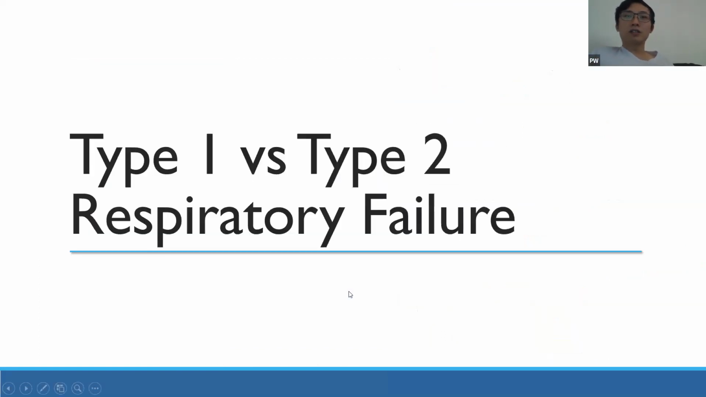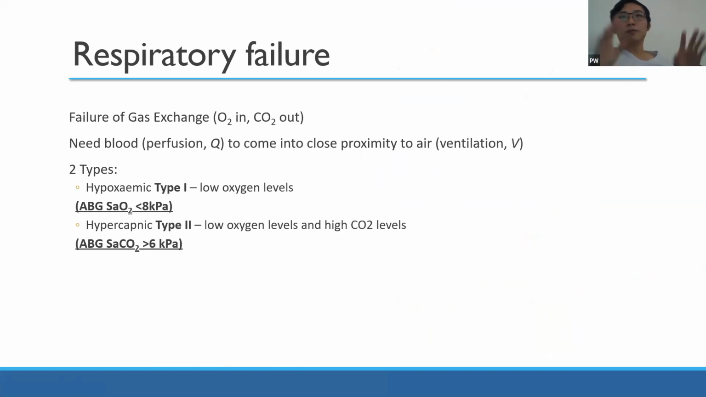Okay. All right, type 1, type 2 respiratory failure. Fine, so respiratory failure is effectively a failure of gas exchange in some capacity. Now, gas exchange in the lungs is dependent on oxygen coming in, CO2 coming out. And basically, it's dependent on two factors: blood perfusing around your lungs, your pulmonary arteries, which comes very close, in your bronchi, bronchioles, alveoli, to close proximity to air, where oxygen comes in and the CO2 comes out via diffusion.